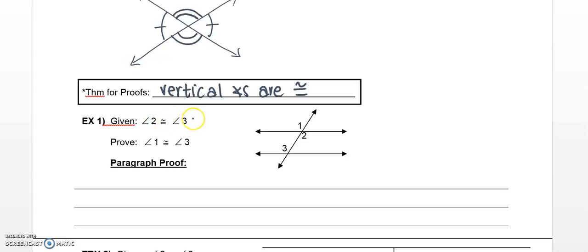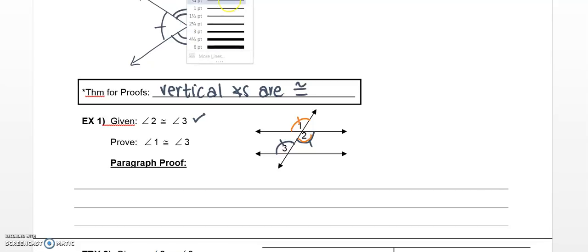So we are given that angle 2 is congruent to angle 3. So I'm going to mark that in my diagram. Okay, what else can we assume now that we have talked about vertical angles? Something else that we can assume is that we have vertical angles. We know angle 1 is in fact congruent to angle 2. So from that statement, we are able to make the conclusion that angle 1 and angle 3 are congruent because they have the same tick mark, they have the same measure. So that's the way that our paragraph proof will flow.